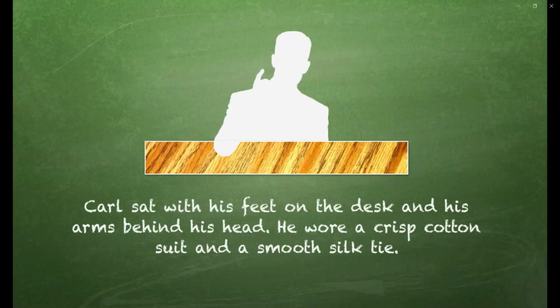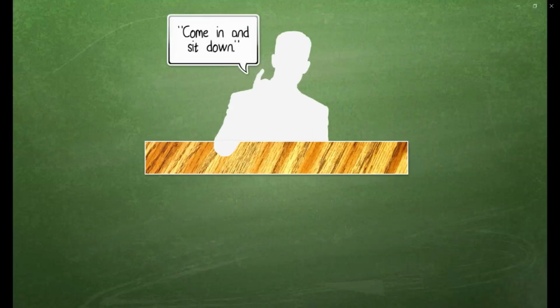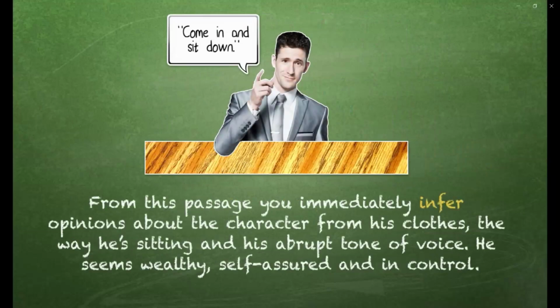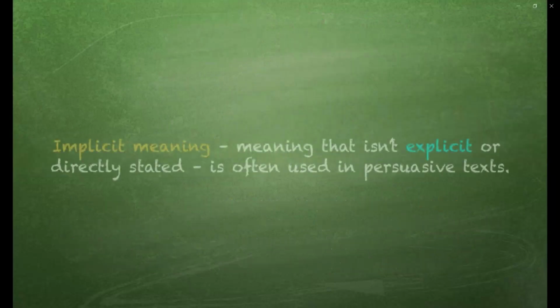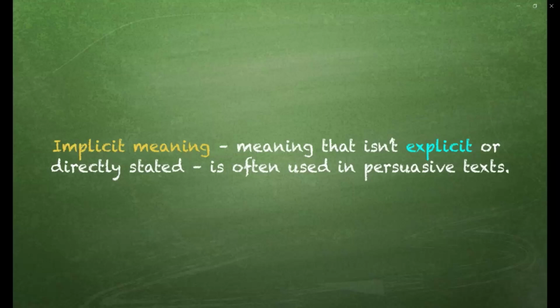Example. Carl sat with his feet on the desk and his arms behind his head. He wore a crisp cotton suit and a smooth silk tie. Come in and sit down. From this passage, you immediately infer opinions about the character from his clothes and the way he's sitting and his abrupt tone of voice. He seems wealthy, self-assured, and in control. Implicit meaning. Meaning that isn't explicit or directly stated is often used in persuasive texts. Example.